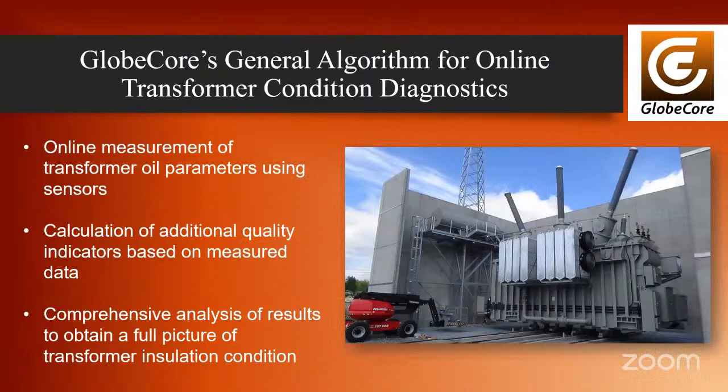Globcore's diagnostic system works with sensors. The sensors measure important parameters, calculate values, and send the results to the user. The most important parameter is moisture in the insulation. The lifetime of a transformer depends mainly on the condition of the solid insulation.